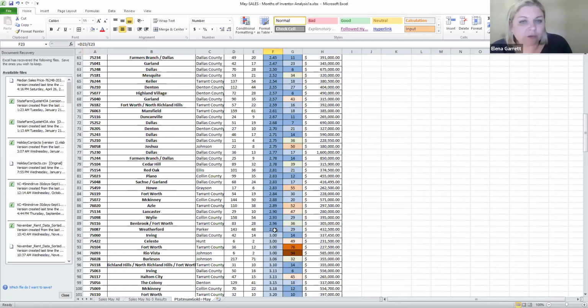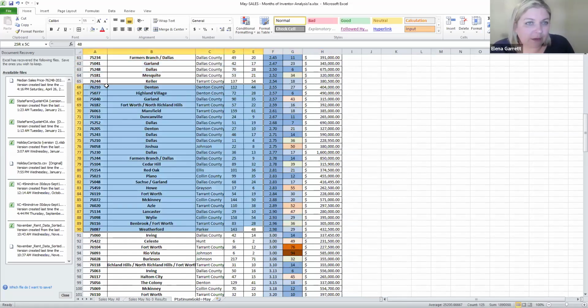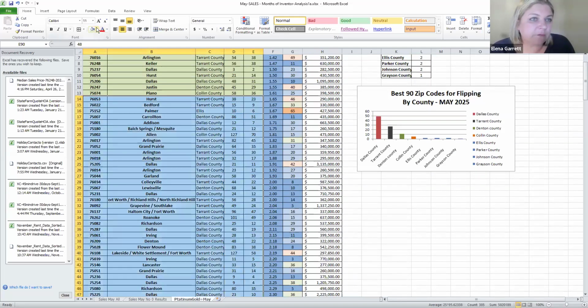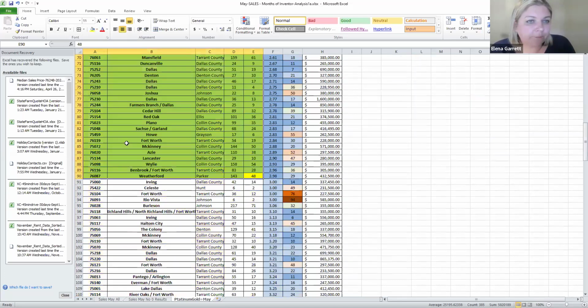So the dark blue color zip codes are the best. We'll just highlight them here like this. So you can see my best of the bestest of the best colors. We'll call them gold right here.